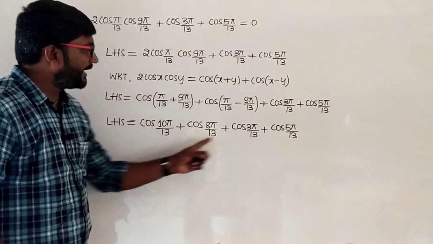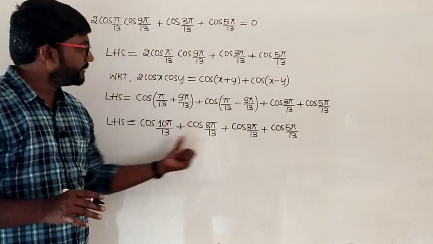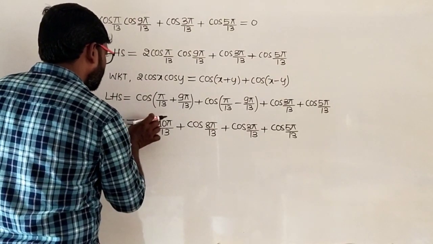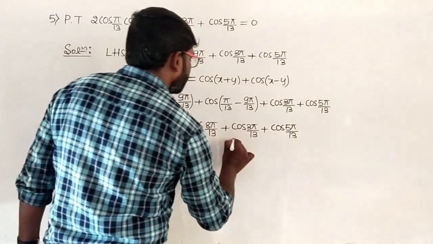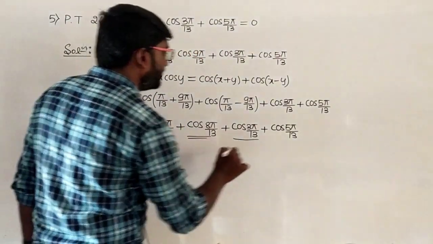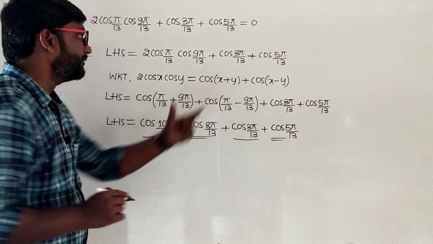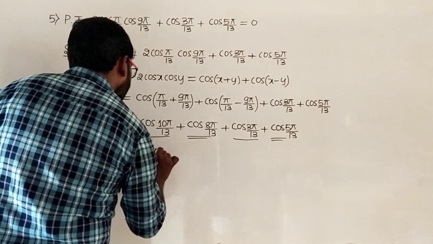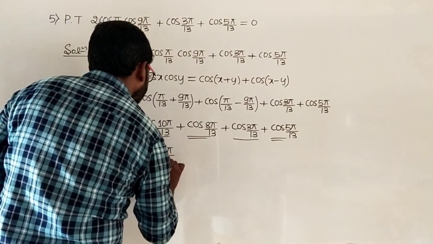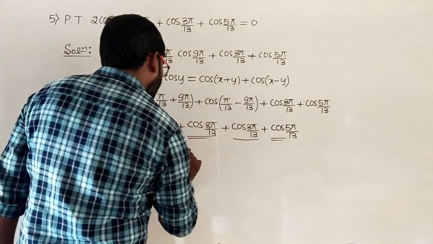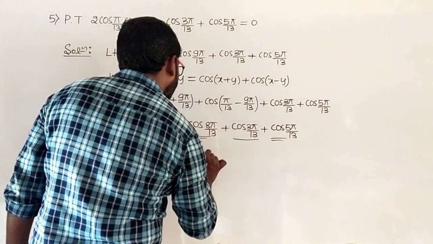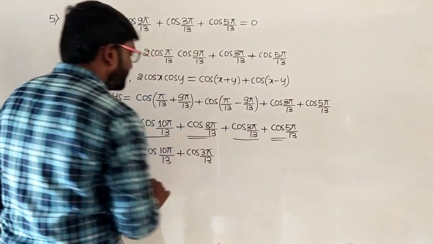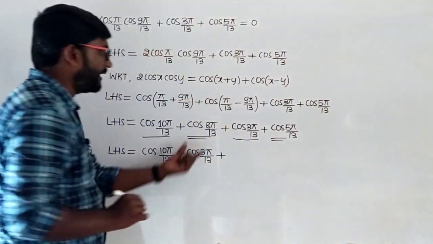So now here we have to rearrange the terms for the betterment of simplification. So now I take cos pi by 13, this term and this term, and cos 8 pi by 13 and cos 5 pi by 13. So I am going to rearrange the terms now. Left hand side, which is equals to cos 10 pi by 13 plus I take this one now, cos 3 pi by 13, then plus we have to take these two now.